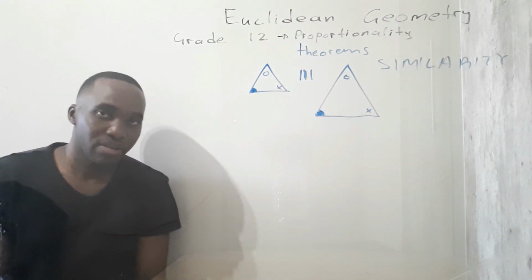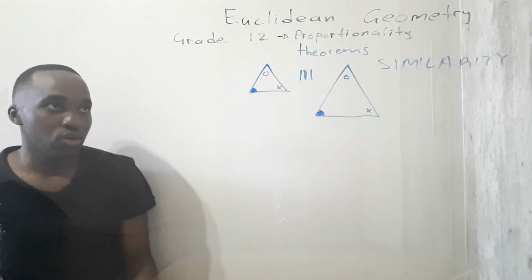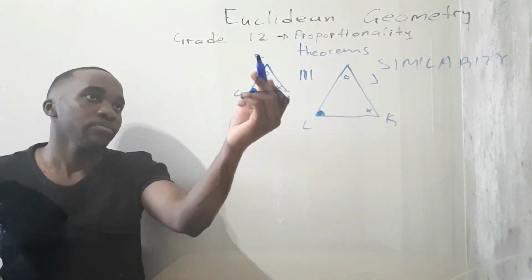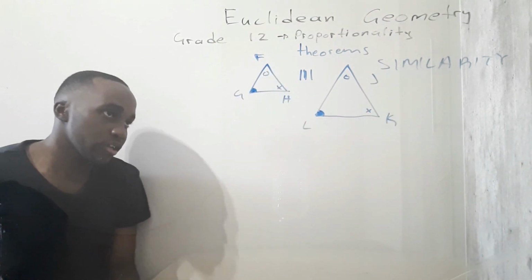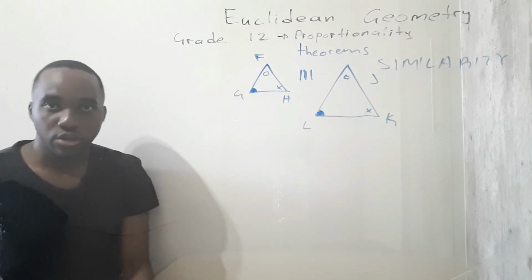You see, I drew the similarity symbol there because it's three lines going downwards. These two are similar if all angles are equal. So this one could be FGH and that one can be JKL. You see, these two are similar if all angles are equal to each other.